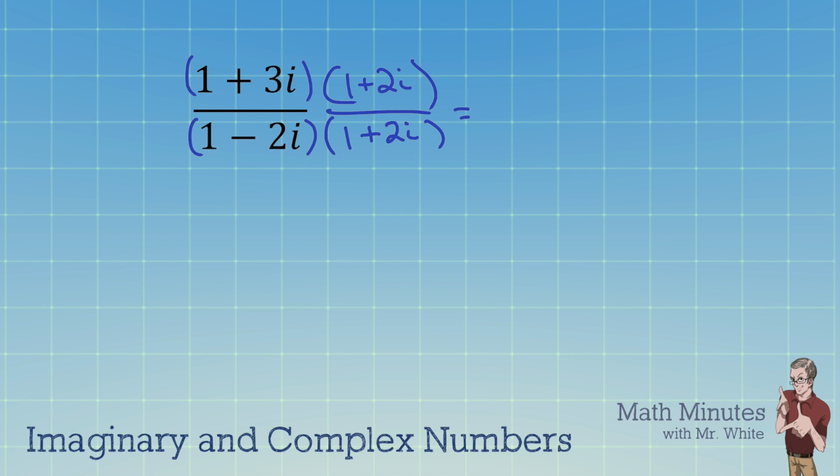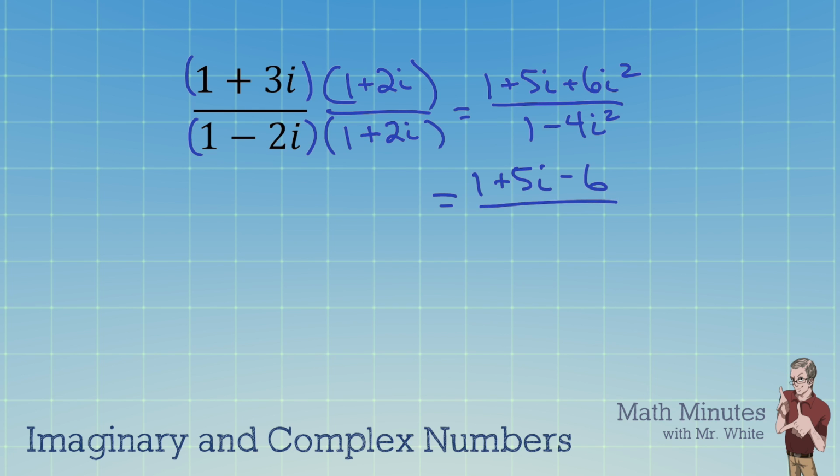Now I'm going to go ahead and multiply the two binomials on the top using the FOIL technique, and I get plus 5i plus 6i squared. Now the bottom, that's called a sum and difference pattern, so there will not be a middle term. And that's how we get rid of the i in the denominator. So simplifying this a bit further would be 1 plus 5i minus 6 all over 1 plus 4, because remember, anytime we see i squared, we replace it with negative 1. So this simplifies to be negative 5 plus 5i all over 5.